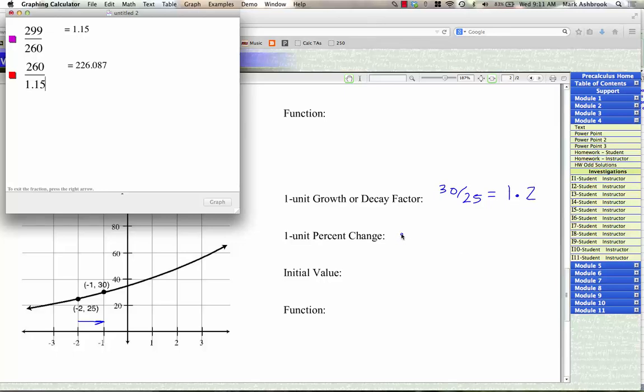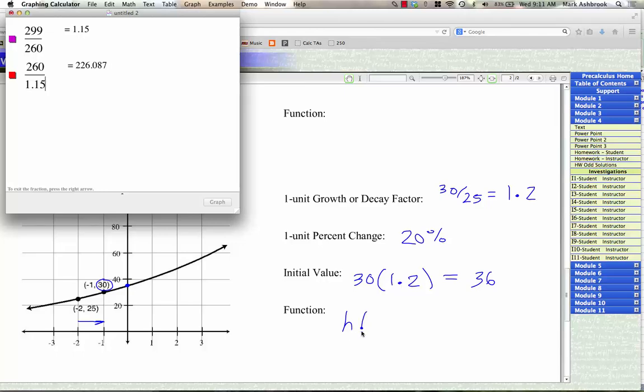1 unit percent change, 20%. Initial value, piece of cake, right? Here we are at negative 1, 30. We're 1 unit away from the initial value, right? We want to find what the output is at 0. So all we have to do is take 30 times 1.2. Use the idea of the growth factor to get that output. The next output after negative 1 will be the output at 0. 36? Yes, 36.